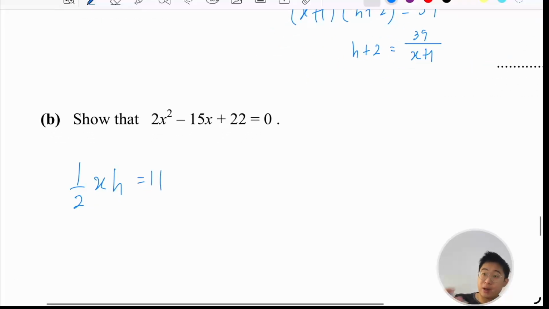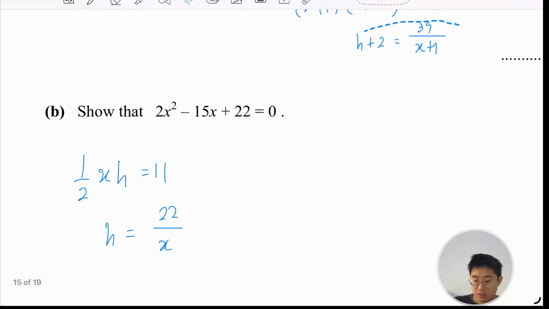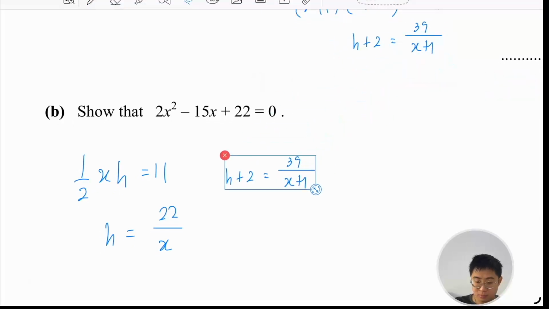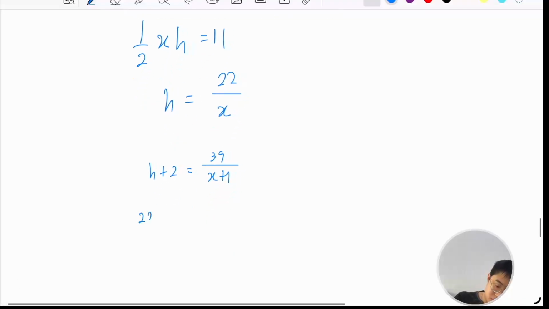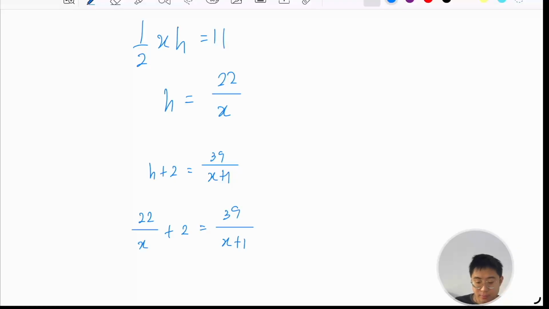So I'll rearrange this. h equals 22 over x. And then I know h plus 2 is this. I'll bring that over here. Right. I can sub the h from the triangle into that rectangle height formula. So I will have 22 over x plus 2 equals 39 over x plus 1.